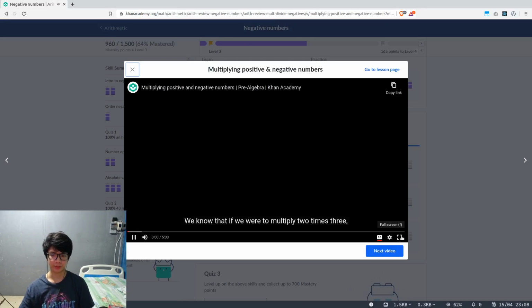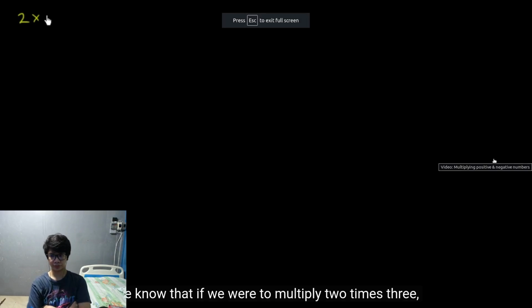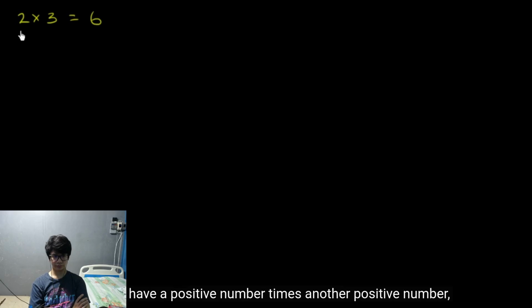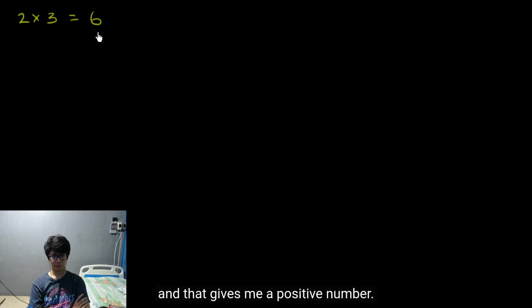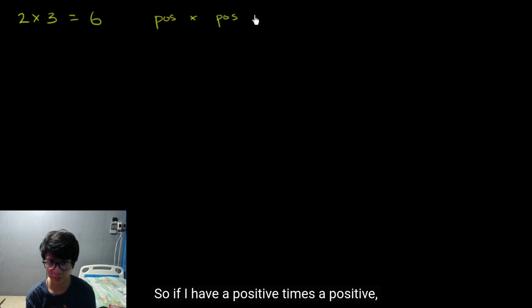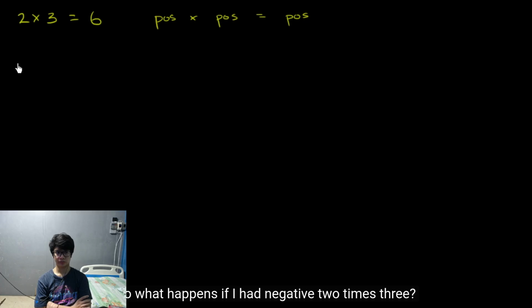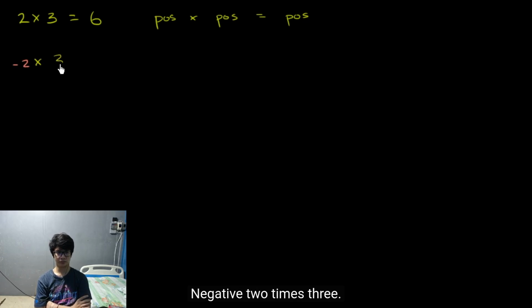Multiplying positive and negative. We know that if we were to multiply 2 times 3, that would give us positive 6. And since we're going to start thinking about negative numbers in this video, one way to think about it is I had a positive number times another positive number, and that gave me a positive number. So if I have a positive times a positive, that will give me a positive number. Now let's mix it up a little bit. Introduce some negative numbers. So what happens if I had negative 2 times 3?